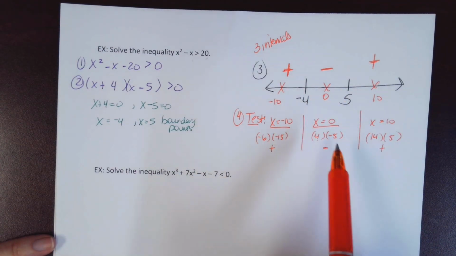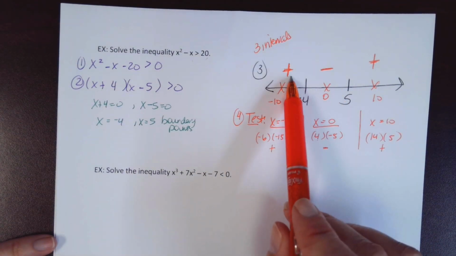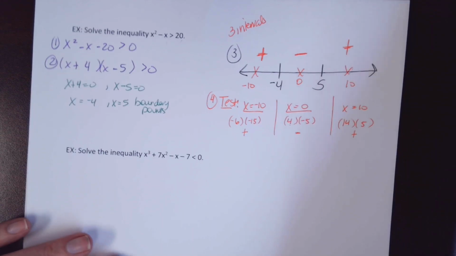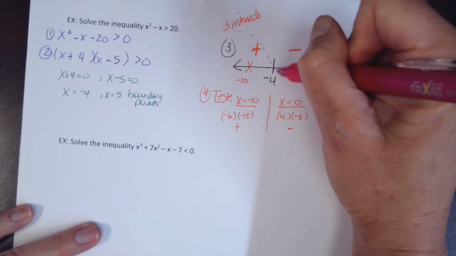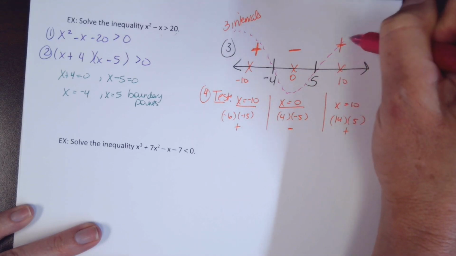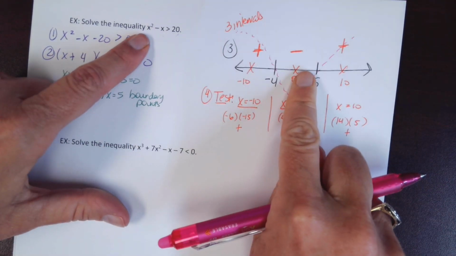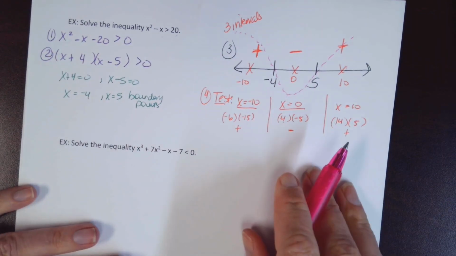So we tested our points in our intervals. We found out that if I were going to graph this, and that's what this is really showing me, this graph would be up, cross, down, cross, up, and that follows our end behavior for what we've got here.